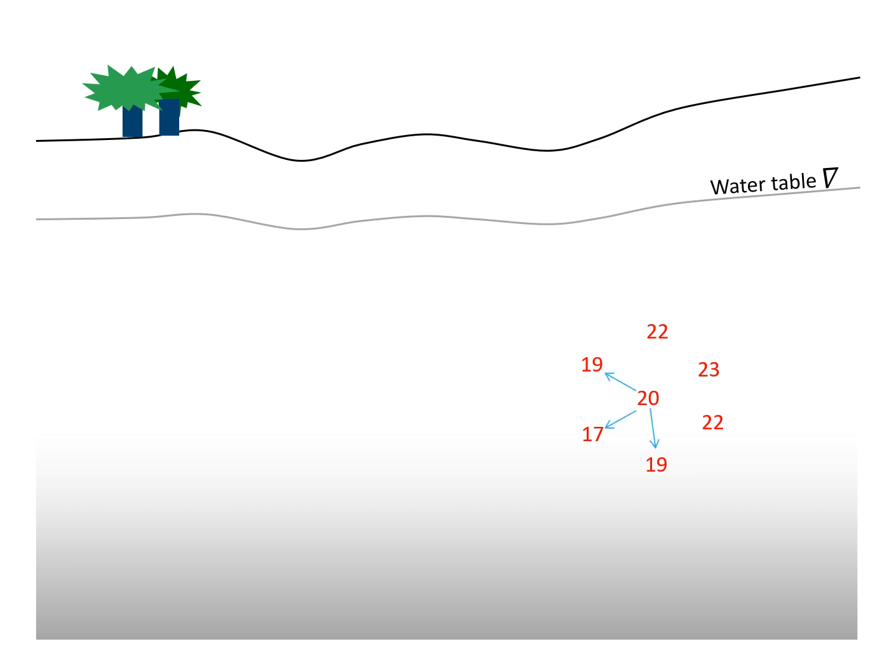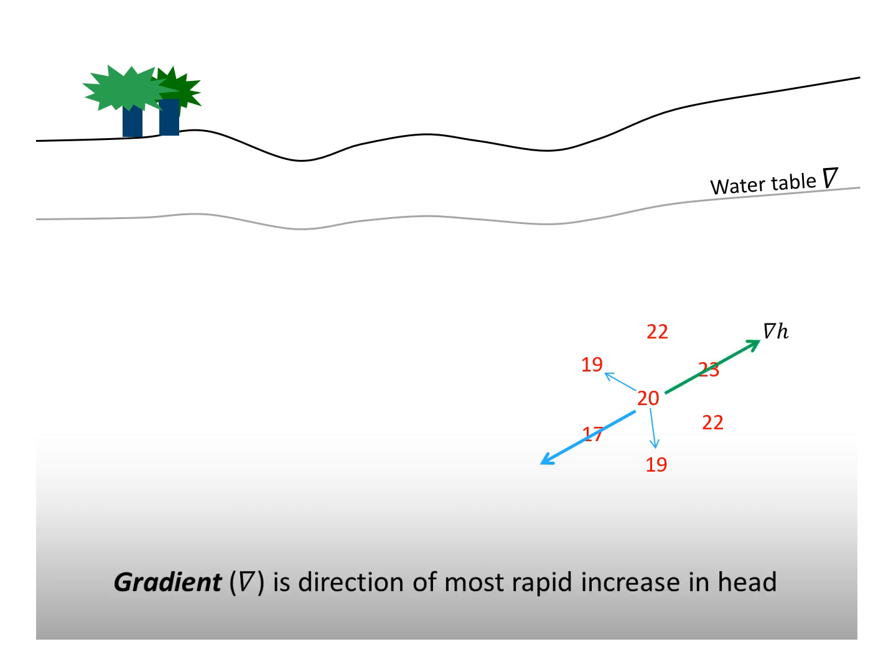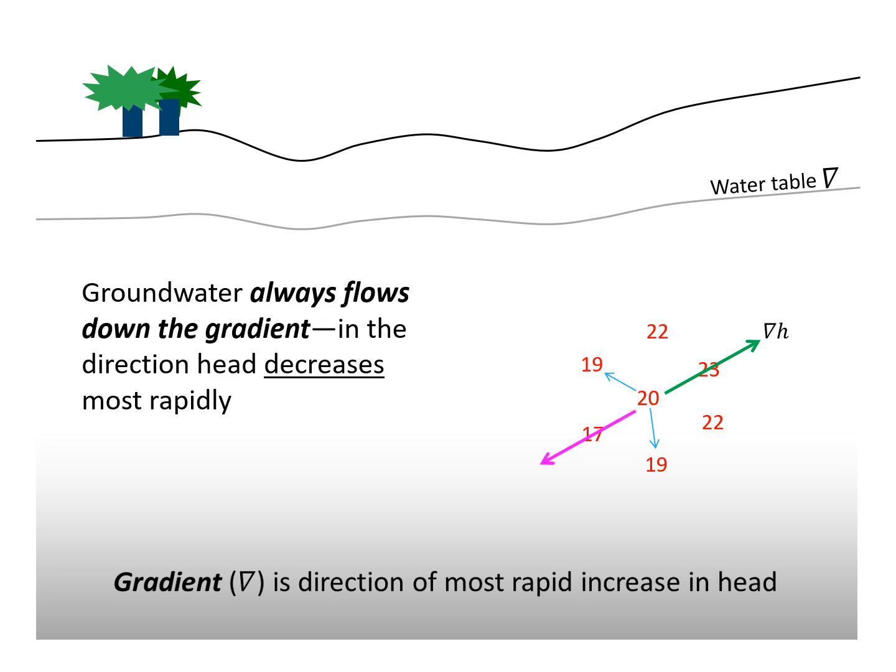Which one is the right one? The answer is that groundwater will flow in the direction in which the head decreases most rapidly. Mathematically, this direction is known as the negative of the gradient, where the gradient is defined as a vector that points in the direction in which head increases most rapidly with a magnitude equal to that rate of increase. The gradient is indicated with the upside down triangle symbol. We often say that groundwater flows down the gradient, and we simply mean that it flows in the direction exactly opposite the gradient.